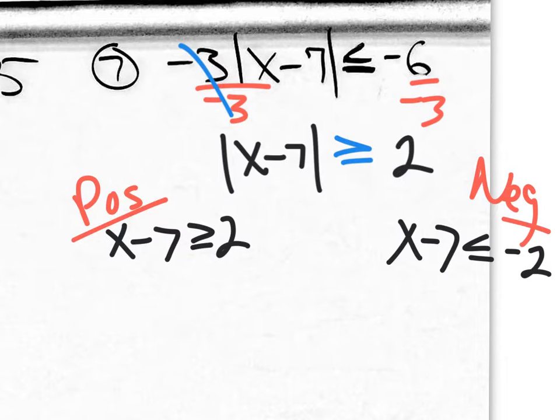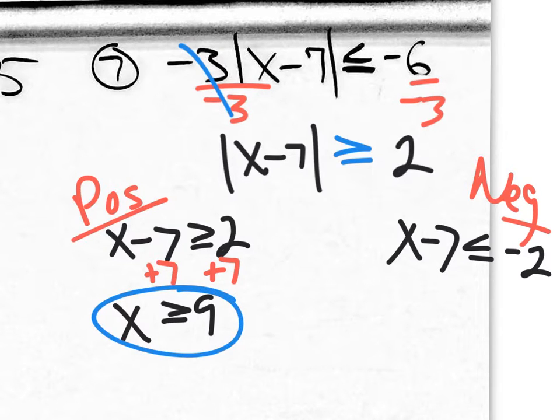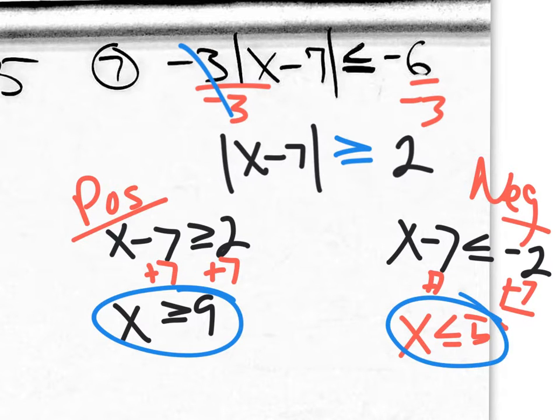So let's solve both. We're going to add 7, add 7. You're going to have x is greater than or equal to 9. That's an answer. Over here we're going to add 7, add 7. X is less than or equal to 5. That's an answer. Any questions? So these are our two answers.